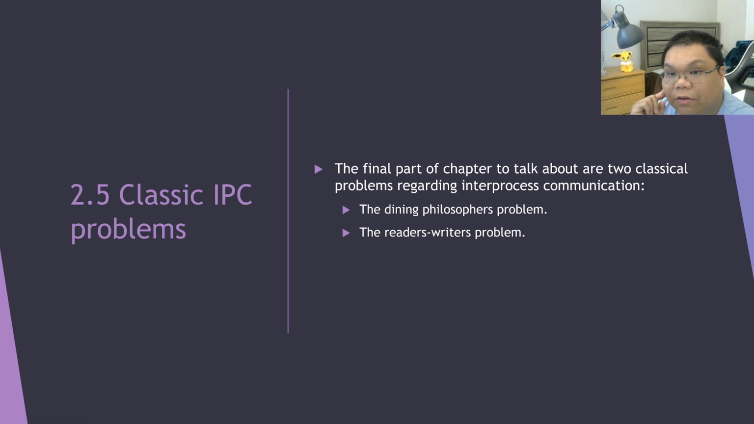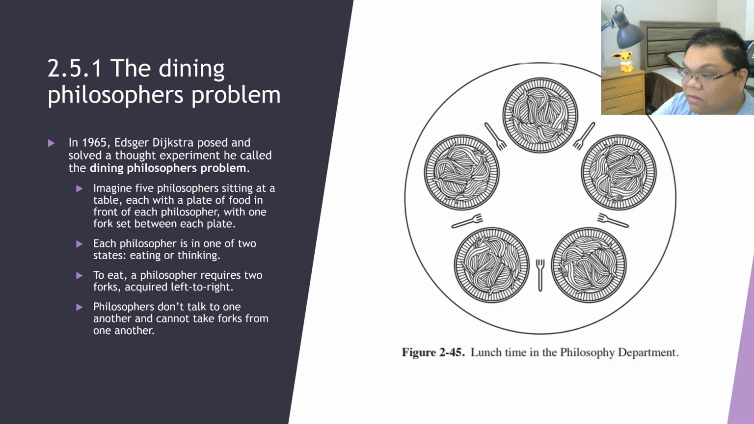Finally, we get into two final things. Classic interprocess communication problems. This is going to be the last part of the chapter, and then we can talk about the next chapter. The first one is the dining philosopher's problem.